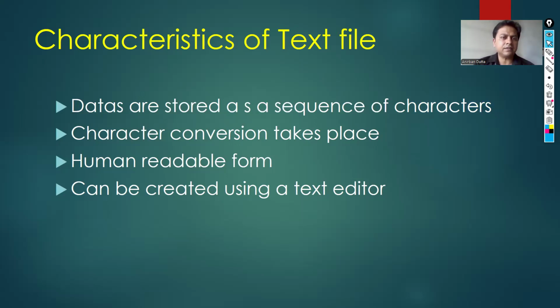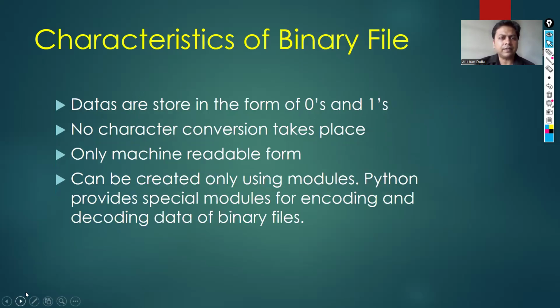The second characteristic is that character conversion takes place here. The third one is human readable form. If you consider this entire text, what you can see on the screen is an entirely human readable form, and if I save this data, it will remain as it is. Then again, it can be created using a text editor. You can consider any text editor, such as Notepad, and you can open it in that application as well. So these are the properties or characteristics of a text file.